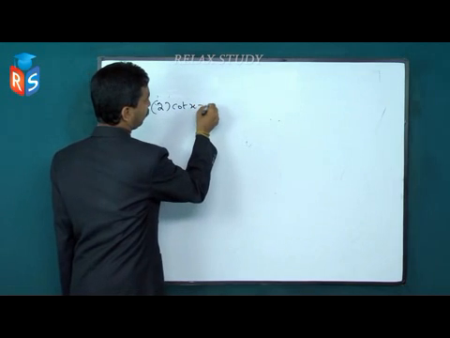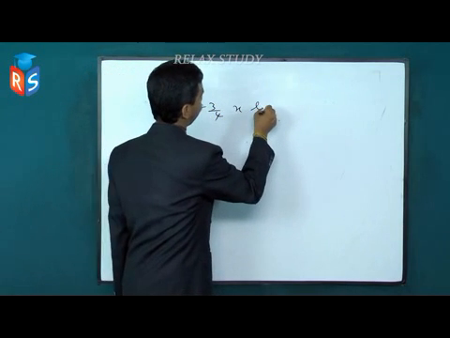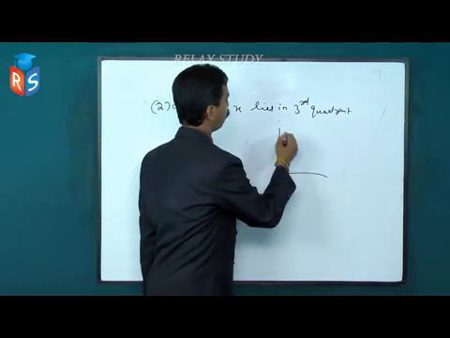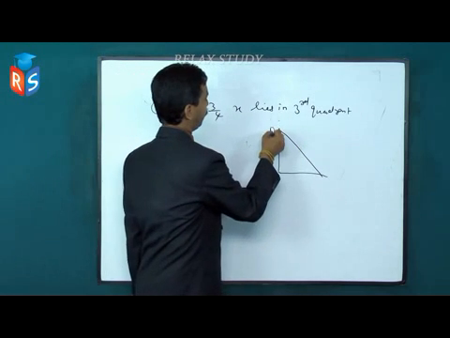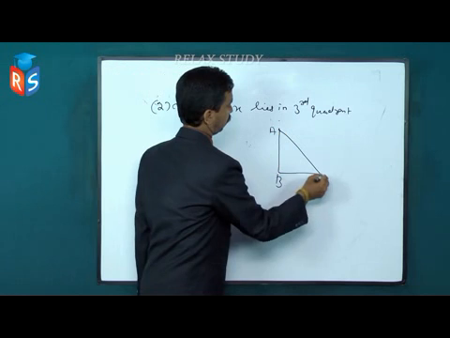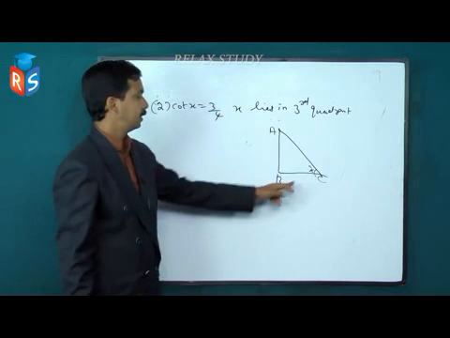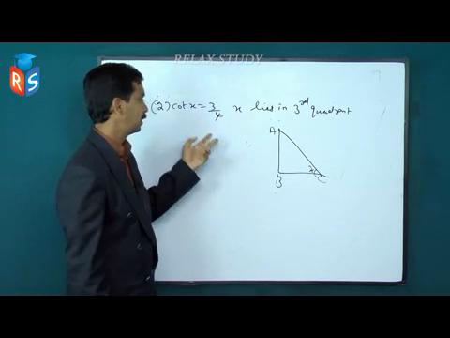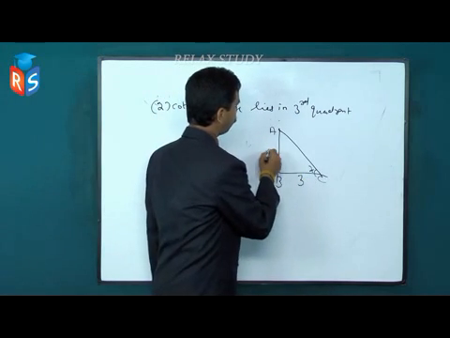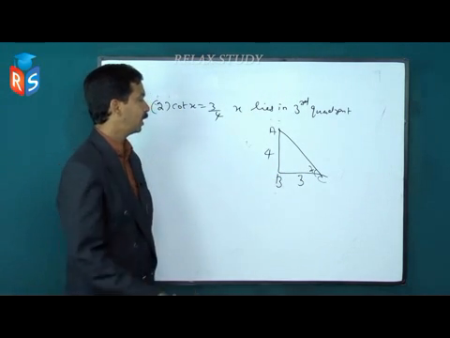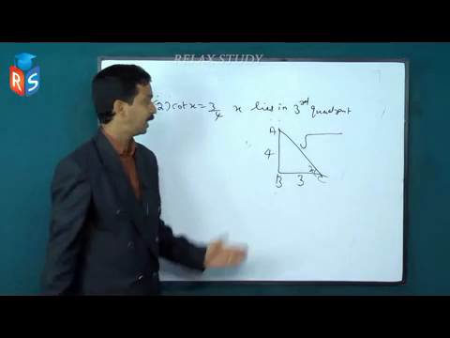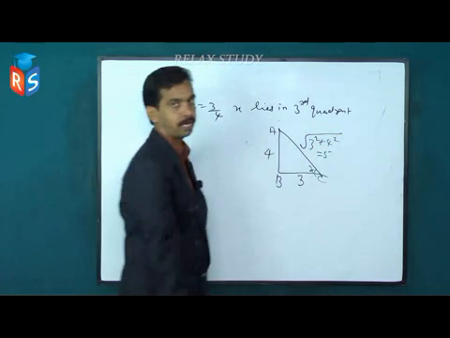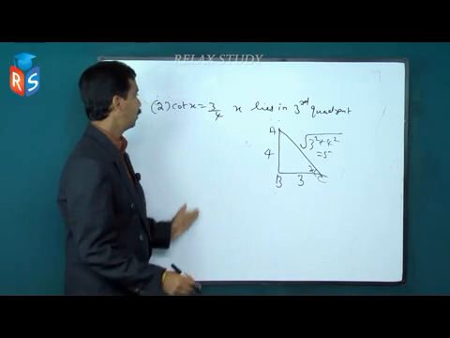Next one, cot x equals 3 by 4. x lies in the third quadrant. As in the previous problem, here also I am drawing a right triangle ABC. I am taking here the angle x, acute angle x. Then what is cot x? Cot x means adjacent side by opposite side. So 3 by 4. Here also using the Pythagorean theorem, finding the hypotenuse: root of 3 square plus 4 square equals 5. Now I can easily find the remaining 5 ratios.